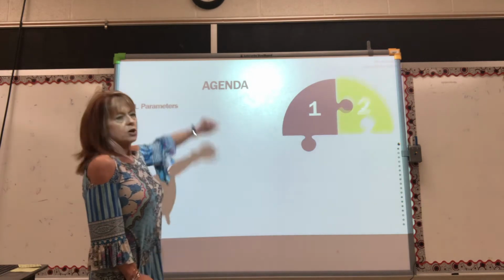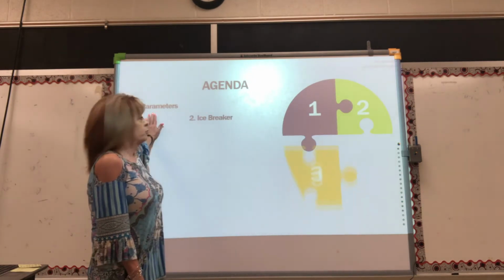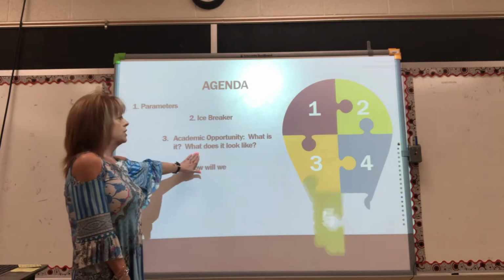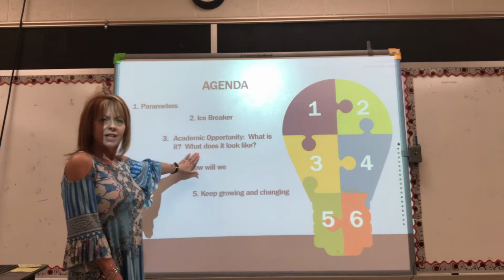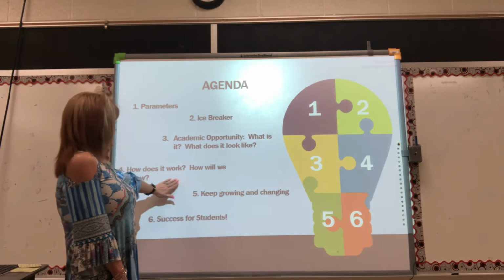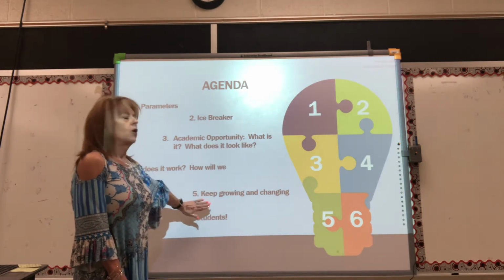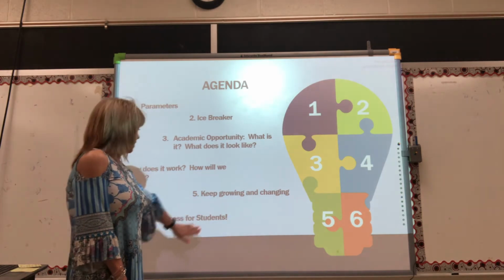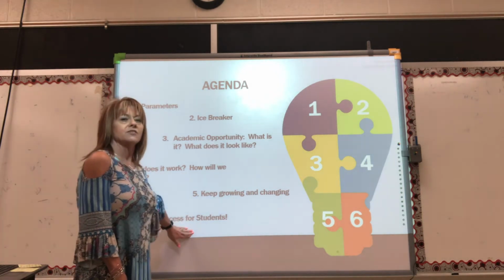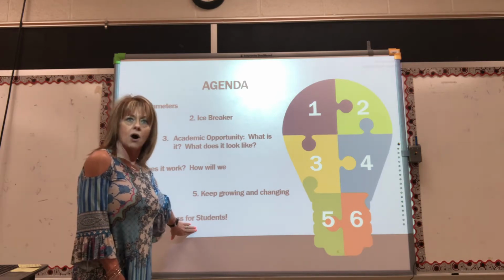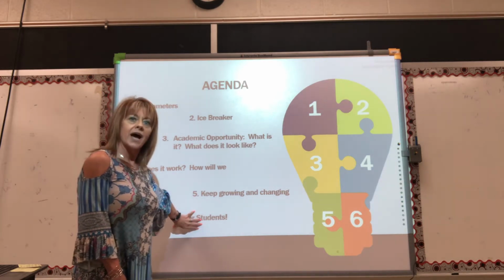Number 1, let's talk about the agenda. We're going to go over the parameters. I have an icebreaker for you. Then we're going to talk about academic opportunity. What is it? What does it look like? How does it work? How do we know when it's working? We're going to keep growing and changing, and we are going to have success for students. Obviously, you're going to see success for students through all of this because that's what we're about.